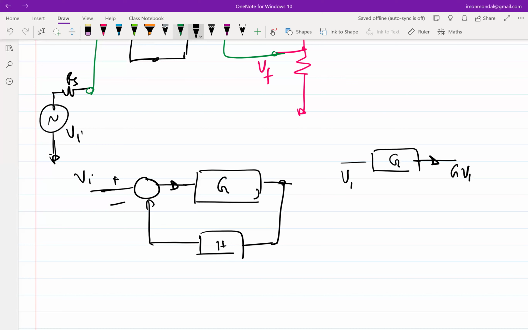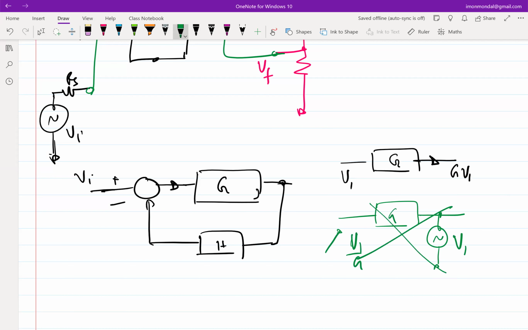It does not mean that if I apply an input here of value V1, this will become V1 by G. It does not mean this. The signal only flows from left to right, not from right to left. So it's a unidirectional element, and hence this is also a unidirectional loop. The signal does not flow backwards.